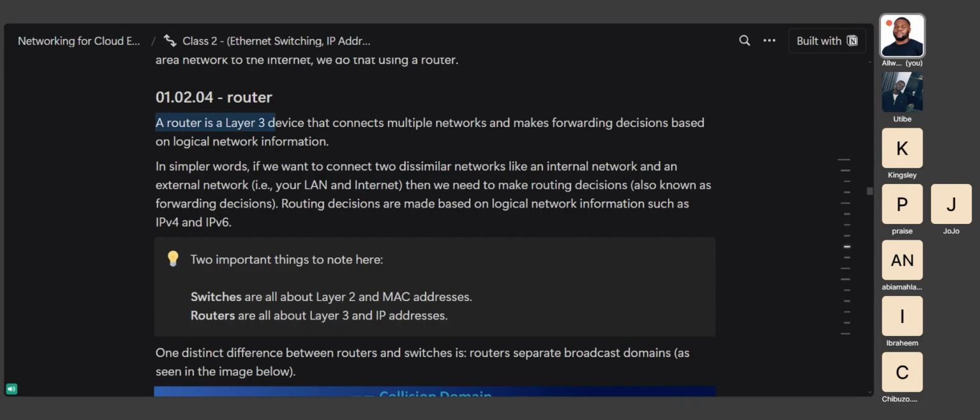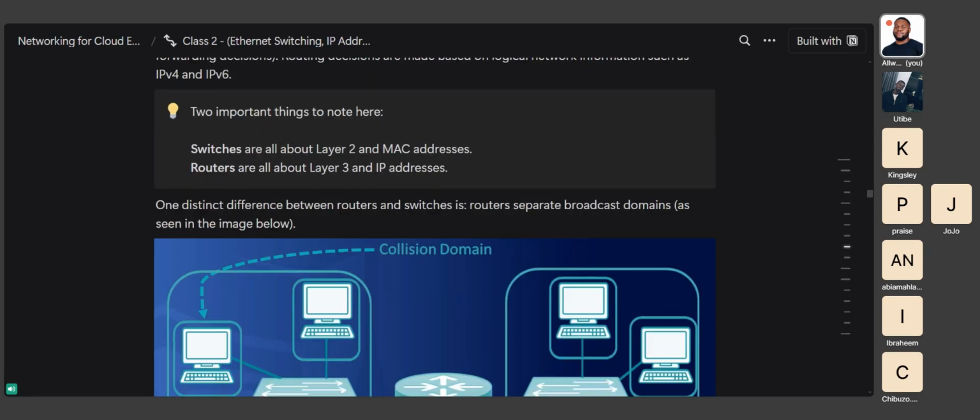A router is a layer 3 device that connects multiple networks and makes forwarding decisions based on logical network information. Logical network information here just means things like IP addresses. In other words, if we want to connect two dissimilar networks, like an internal network and an external network, i.e., your LAN and the internet, then we need to make routing decisions, also known as forwarding decisions. And these routing decisions are made based on logical network information, such as IPv4 and IPv6.